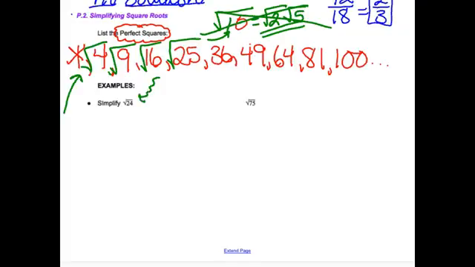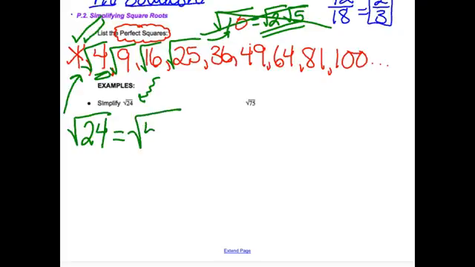So when I think of the things that go into 24, I think 2 times 12. Not helpful. Neither one is in this list. 3 times 8. Not helpful. Neither one is in this list. 4 times 6. Very helpful because 4 is in this list. So I say the square root of 24 is equal to, 24 is 4 times 6.